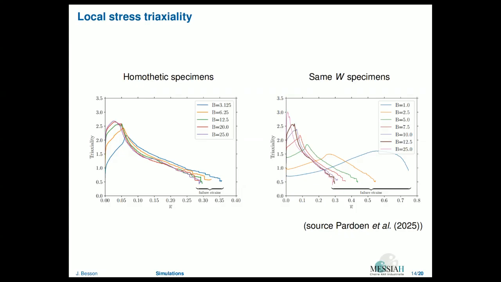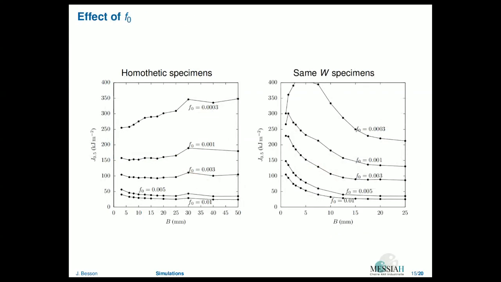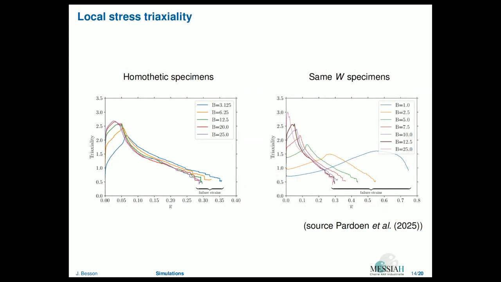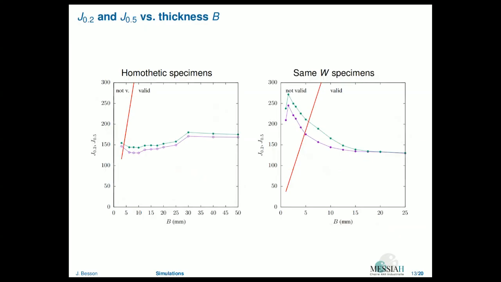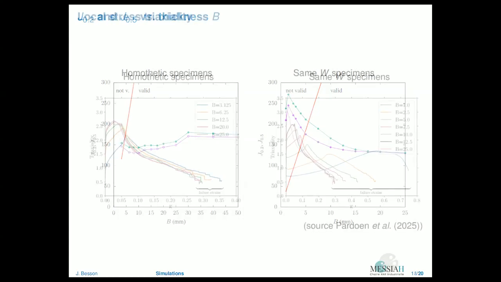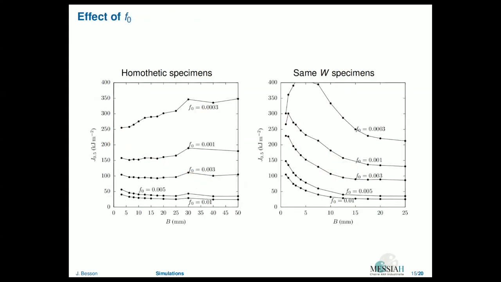If you look at the specimen of different thicknesses, then you see much more changes in stress triaxiality ahead of the crack, which leads to a strong variation in the local strain at failure. And that's the reason why we get that kind of behavior, almost constant for the homothetic specimen and strongly varying for specimen with different thicknesses.